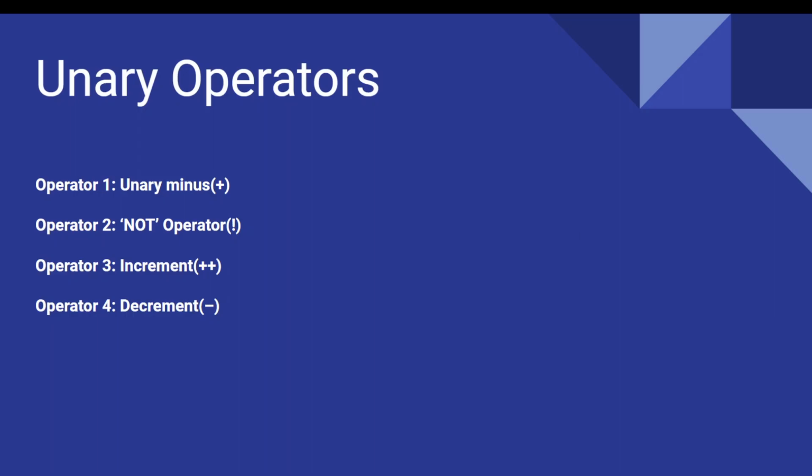Next, we have the increment. It is used to increment the value of an integer. It can be used in two separate ways, post and pre-increment. And similarly, we have the decrement. It is used to decrement the value of an integer by 1. And it can be used as post-decrement and pre-decrement. So now let's see these examples in Eclipse.